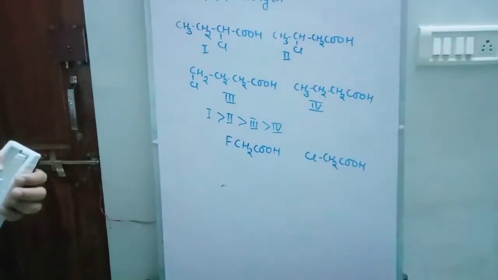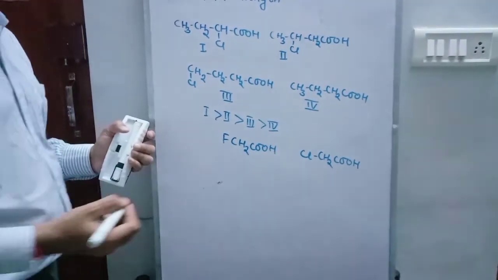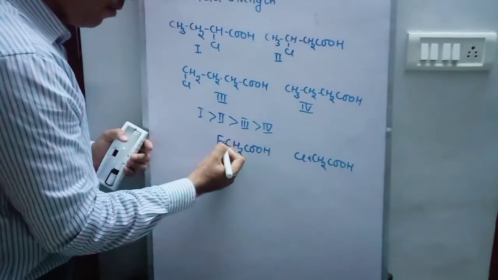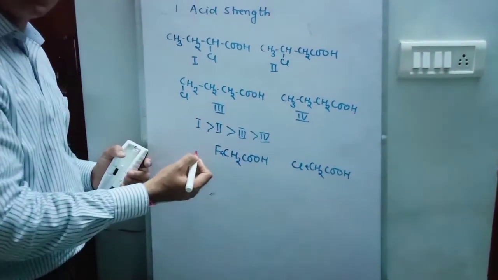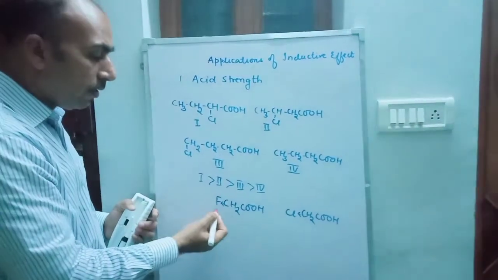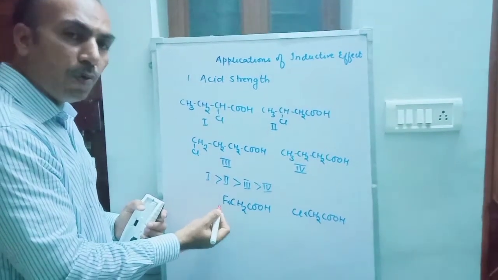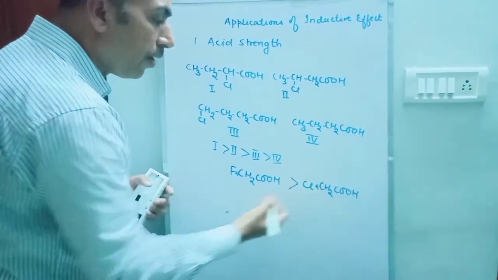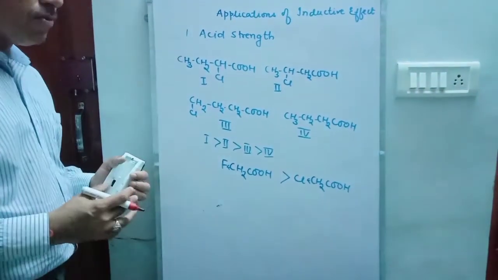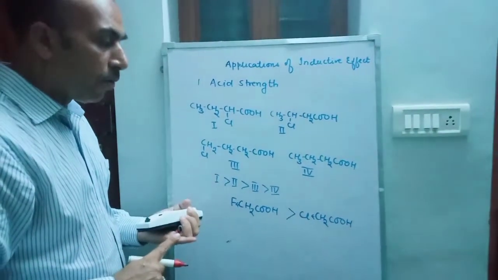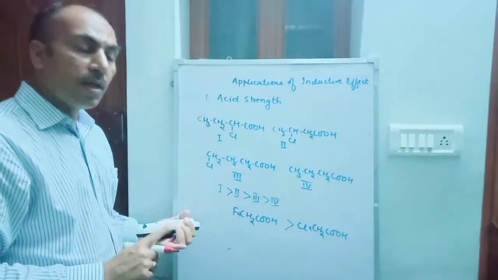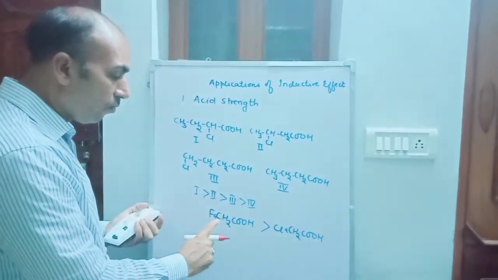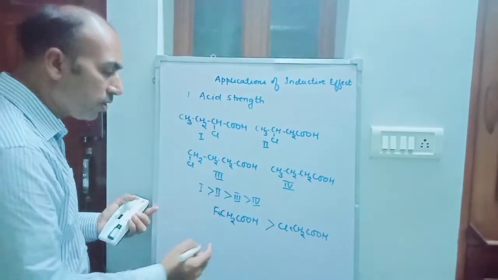Fluoroacetic acid and chloroacetic acid. Which one is the stronger acid? See, both are having minus I effect, but because fluorine is the most electronegative element of the periodic table, the minus I effect exerted by fluorine is highest. So fluoroacetic acid will be stronger as compared to chloroacetic acid. In this way we see that the more the electronegativity, the more the minus I effect exerting nature, the more the acid strength. So fluoroacetic acid is stronger than chloroacetic acid.